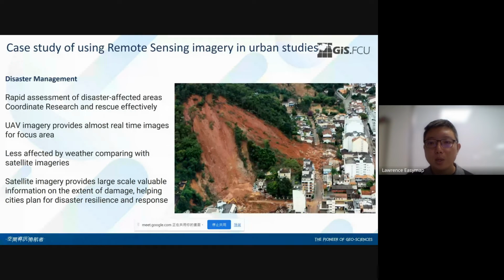And whenever there's a landslide or flooding, the government always wants to know what exactly happened and how largely it affected the population. So remote sensing images are very useful and helpful for policymakers and decision makers to make a plan to relieve and help those residents. In such cases, UAV imagery can provide almost real-time images.